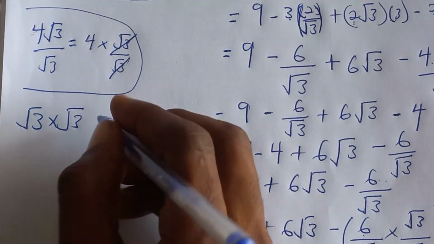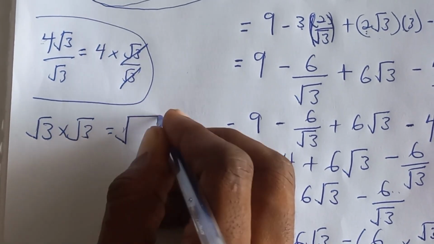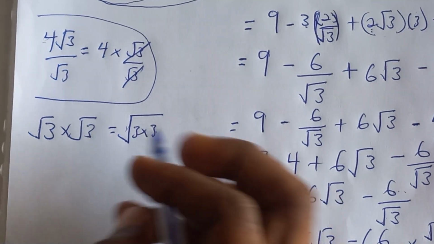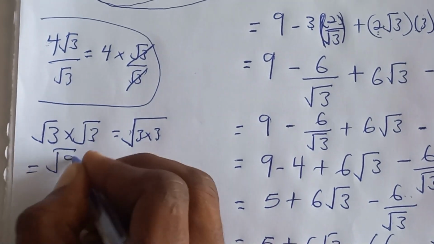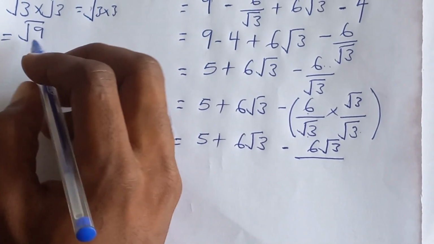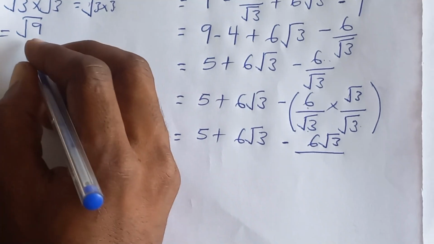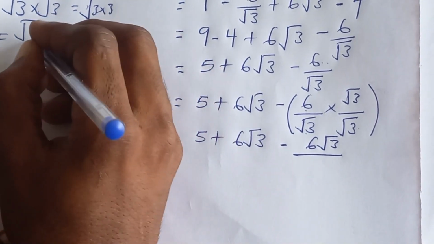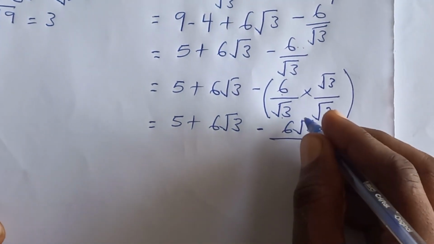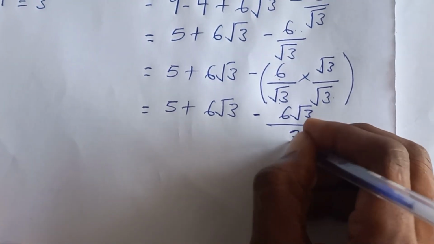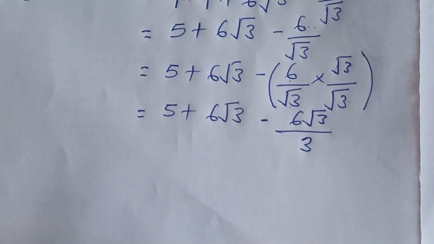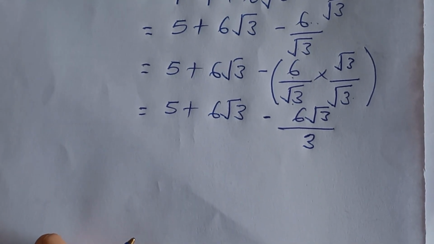So it's the same as root of 3 times 3, like this. And 3 times 3, we know that is what? It's √9. And we know that the square root of 9 is what? It's 3. So we can say that 6√3 on 3. Good. So now we can simplify the whole thing again.